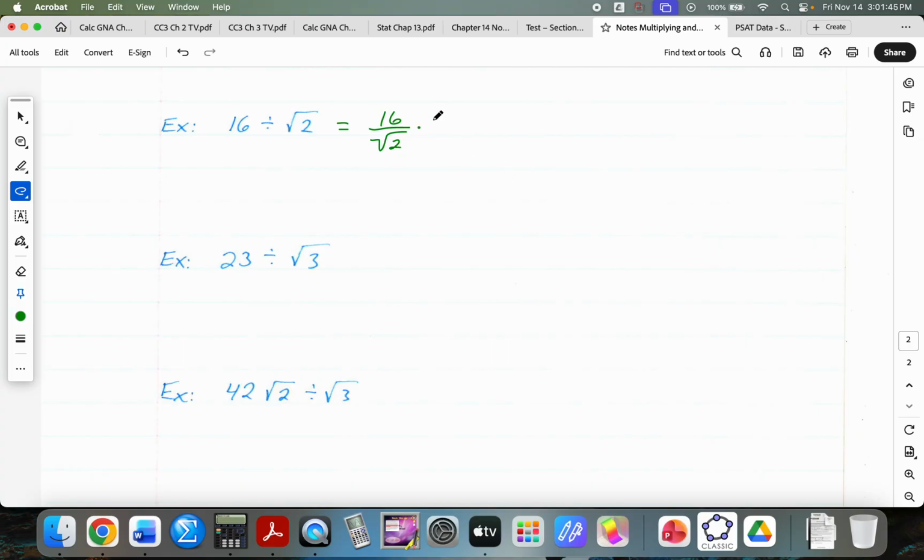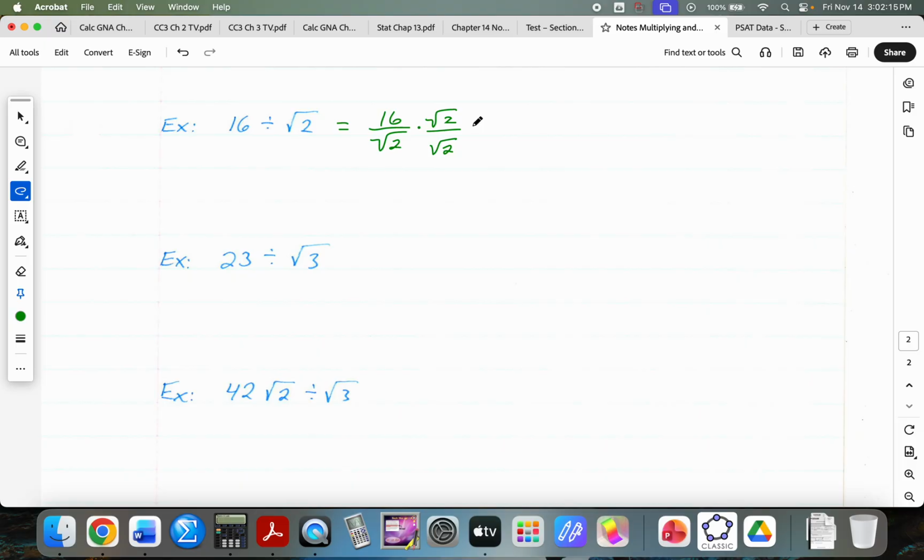What we're going to do is multiply by 1. And you're like, what is that going to do? Well, it's going to fix everything, but you have to multiply by 1 in the correct form. The form of 1 that we're going to use is the square root of 2 over the square root of 2. Does everyone agree that the square root of 2 over the square root of 2 is 1?